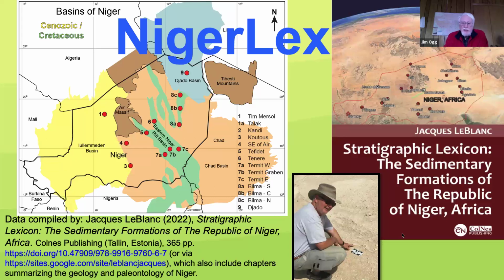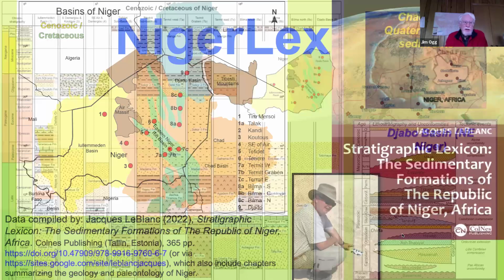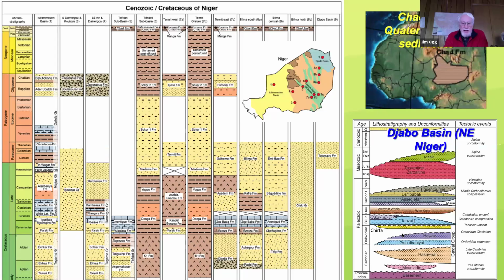One of our current projects is with Africa. We're only working in regions where there does not already exist an online lexicon. For Niger, there was a book that just came out on the stratigraphic lexicon of Niger. And so Jacques Leblanc contacted us and asked, can you put this one online? Niger is relatively simple. It's in the middle of Africa, and therefore it's been rather stable. And you have essentially the fill of basins through time. So I'm not going to go into much on the African one.